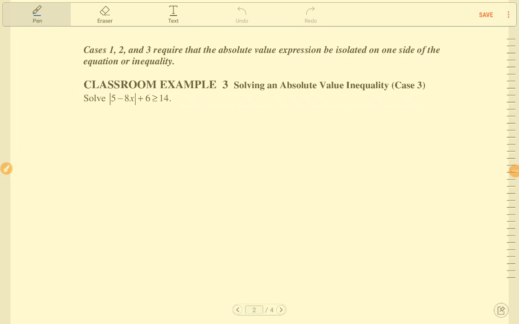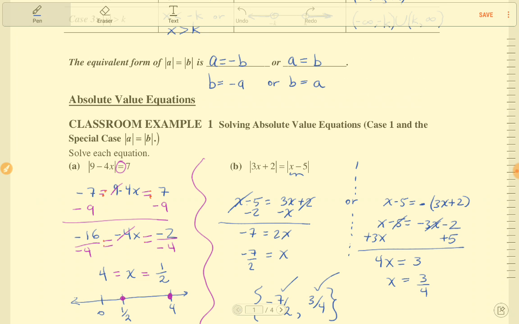Hello everyone, it's Professor Stevens back again to do example number 3 from section 1.8, Solving an Absolute Value Inequality, case 3. What is case 3? Well, let's just take a trip back in case you didn't see the previous videos recently.